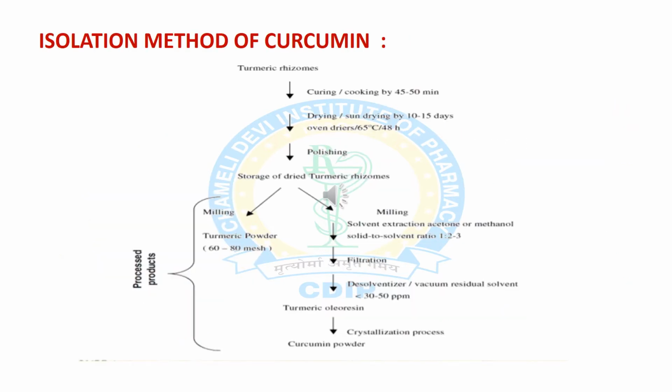Now we will discuss the isolation method for curcumin. First of all we take turmeric rhizome and wash it with distilled water, and after that we dry this rhizome under sunlight for 10 to 15 days and in an oven at 65 degrees centigrade for 48 hours. With the help of milling we convert the rhizome into crude powder, and this crude powder is treated with acetone and methanol in the ratio 1:2. After that we filter the solution and get the filtrate, which gives turmeric oleoresin when the solvent is evaporated, and this turmeric oleoresin can be converted into curcumin powder by the crystallization procedure.